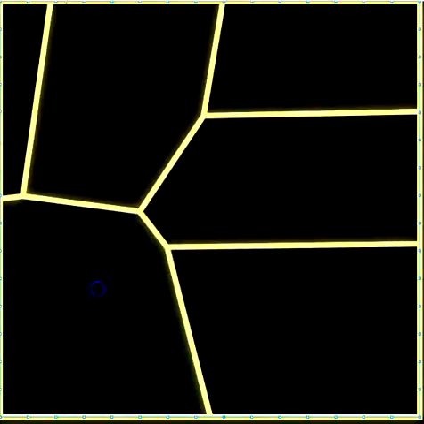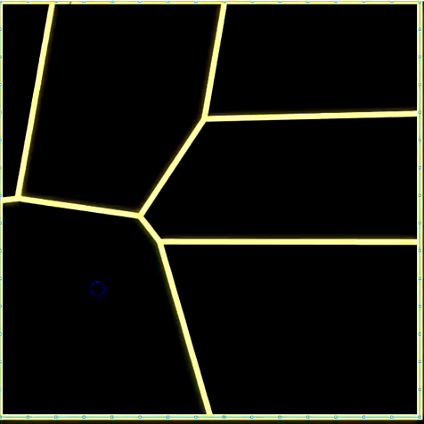And then the way that this works is that the cells are constantly interacting with each other, and they're kind of trying to find their position in this place.